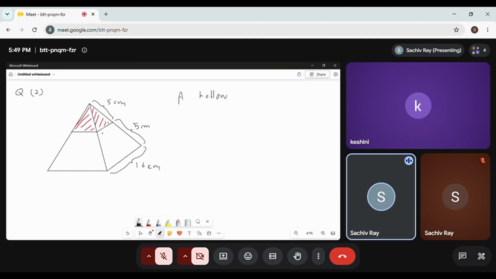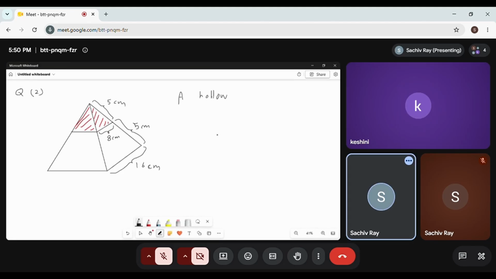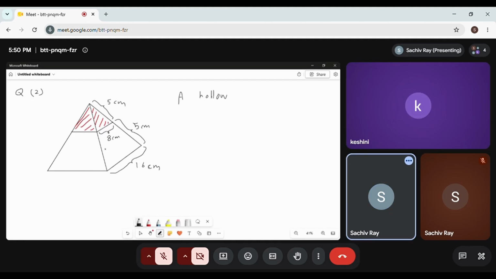I'll give you this also now. Okay, a hollow square base pyramid had a part of its top cut off. Did you write that? Yes, sir. Right. So full stop. Find the area of the remaining part of the pyramid. That means the part which is not shaded. The shaded part is cut off.